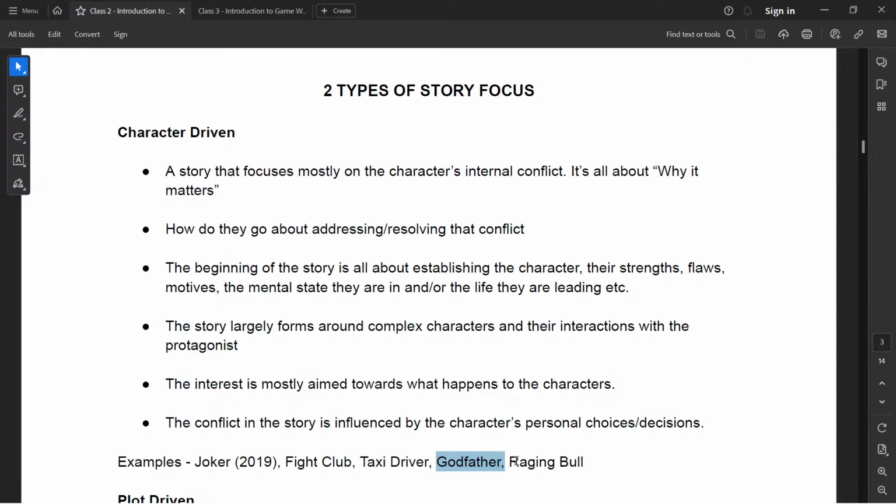What's mainly important is you would start by talking about the character, the strengths, flaws, what they want to do, how they are, their mental state in specific, and also all of the complex characters and their interactions with the protagonist. That could be included as well. So the interest is only on what happens to characters. So this is what a character-driven story means.